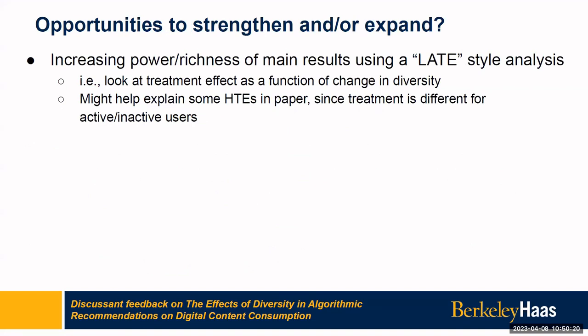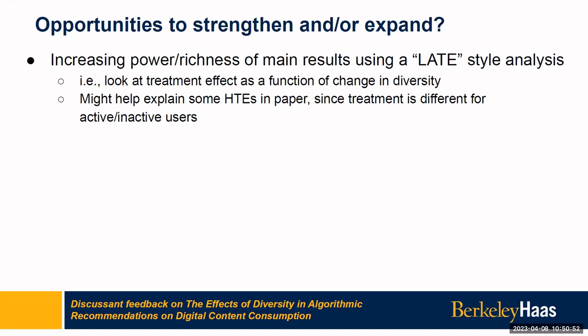So one thing that I think can be done is to increase the power and the richness of the main results. And I think there's a couple of different ways to do this. One is to just add in some of the data that the authors have to either increase power or look at heterogeneous treatment effects. So for instance, I think they have gender and other demographic attributes. And insofar as some of the results are marginally significant or maybe not as strong as we would like, there's probably some statistical power that's being left on the table.